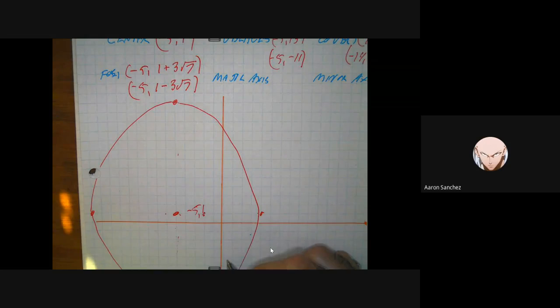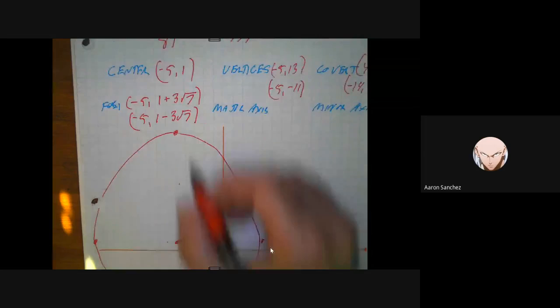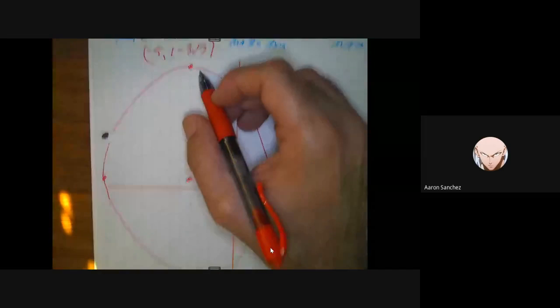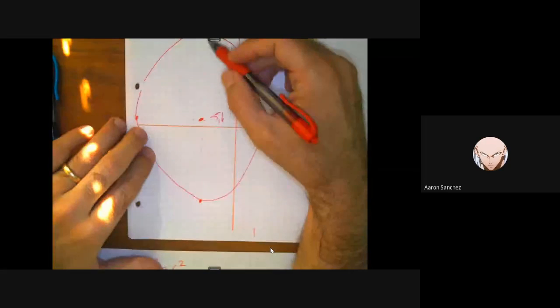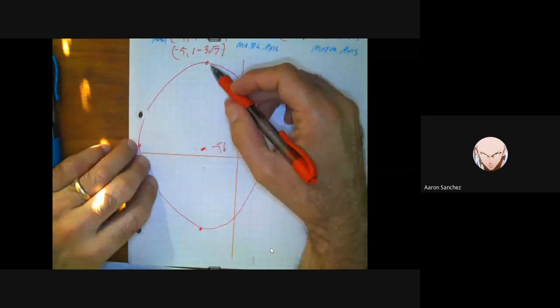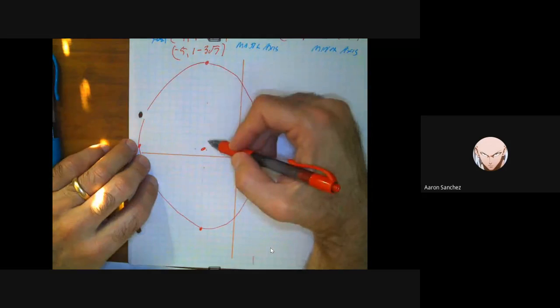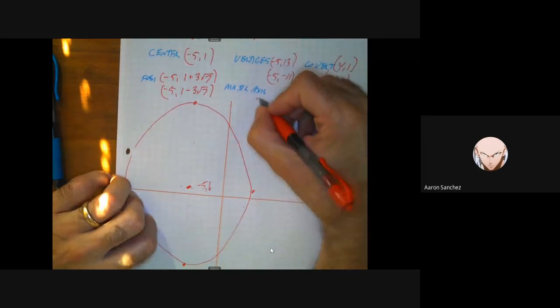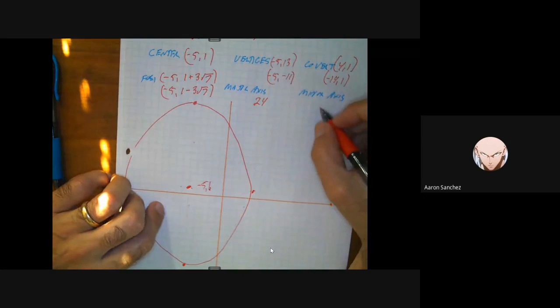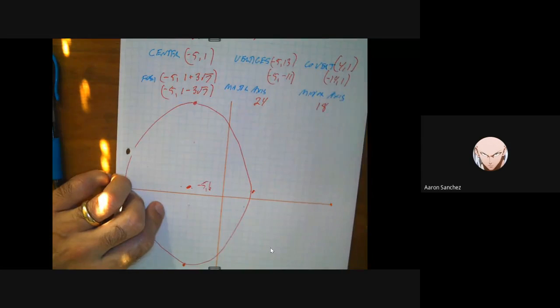Are there any questions? The major axis is the total length from here to here. Let me make it so you can see. So if this is right, we went down. This is 12 plus 12, which is 24. The length of the minor axis is 9 plus 9, which is 18.